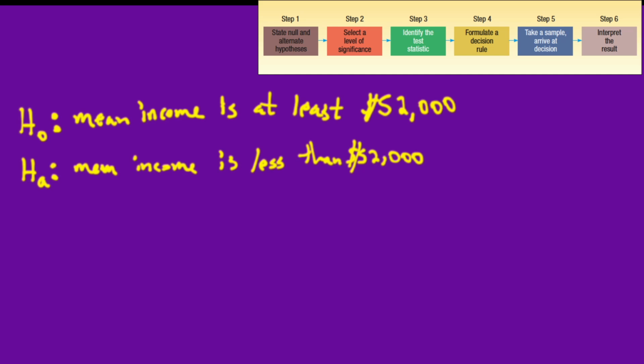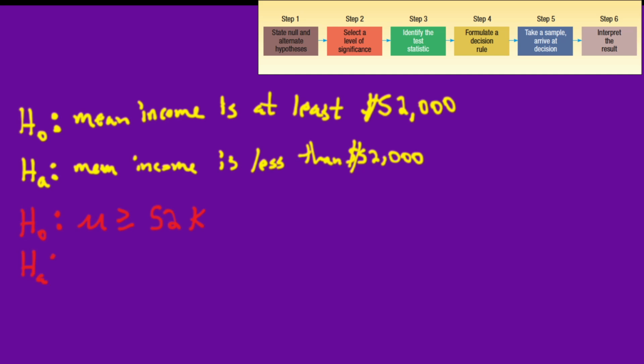So I said we often abbreviate, and oftentimes what we do is we write it in terms of just the mathematical notation. So we could just write this as the mean is greater than or equal to 52. I'll just also abbreviate it as K.